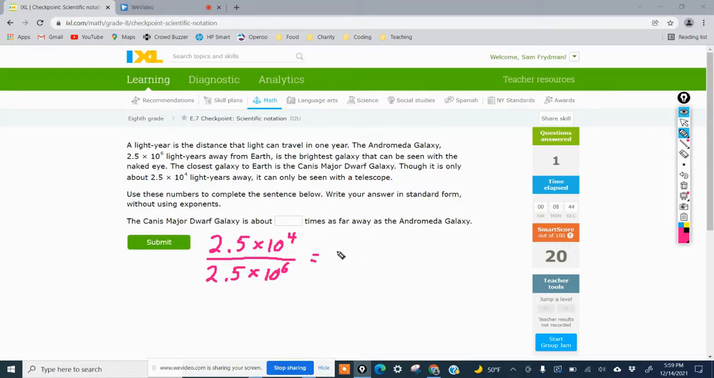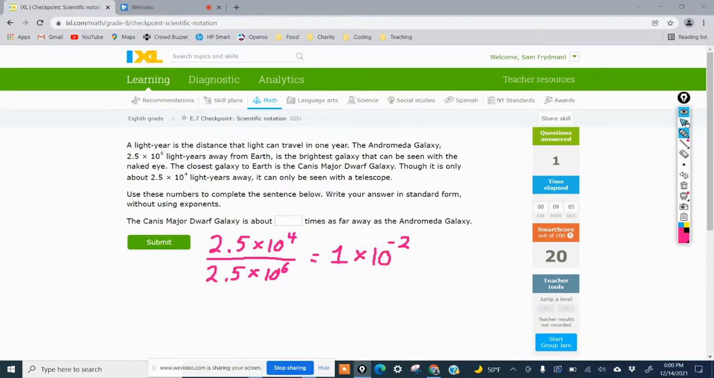2.5 divided by 2.5 is just 1. Anything divided by itself is 1. So we're going to have 1 times 10 to the fourth divided by 10 to the sixth. We're going to get 10 to the power of negative 2 because 4 minus 6 is negative 2. Careful. 6 minus 4 is positive 2, but 4 minus 6 is negative 2.